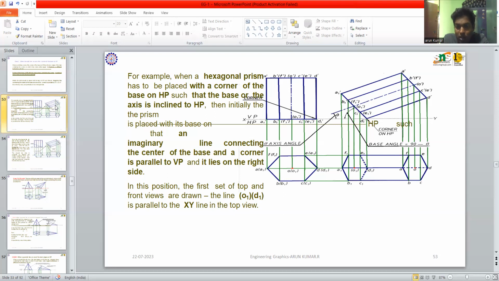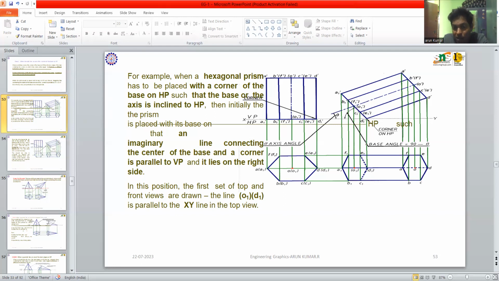So after joining all the corners, all the base edges, we get the hexagon according to the conditions of the final top view of the solid. Here, when I'm looking at the top side of the solid, based on the conditions, one side of the edges is not visible, so I have to represent it in the form of a dotted line.